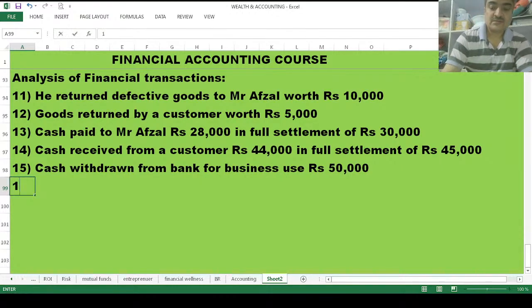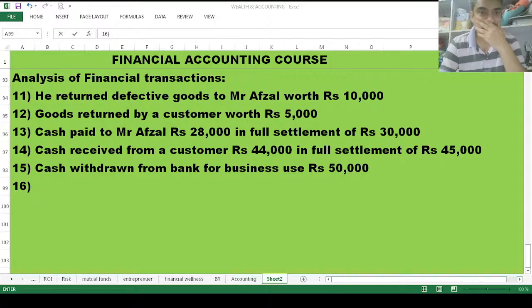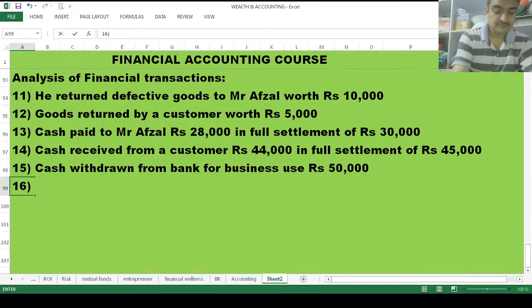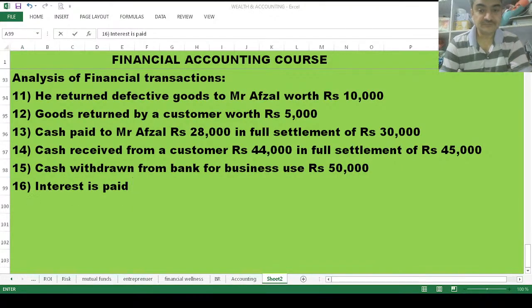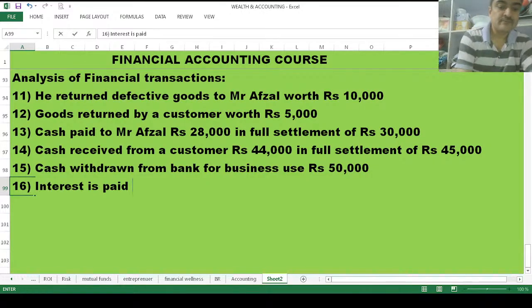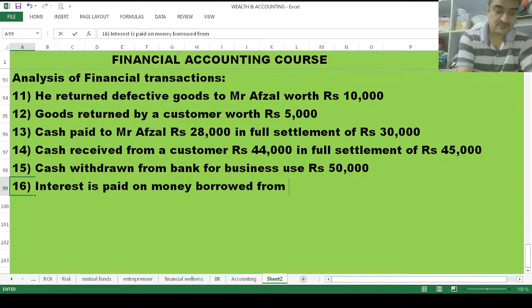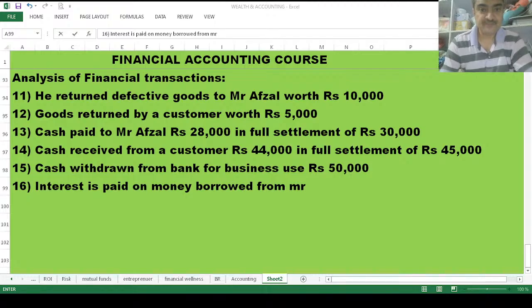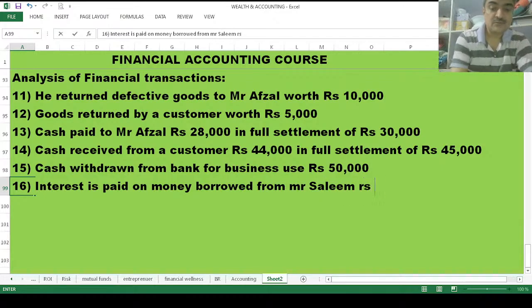The 16th transaction: interest is paid on money borrowed from Mr. Salim, rupees 5,000.